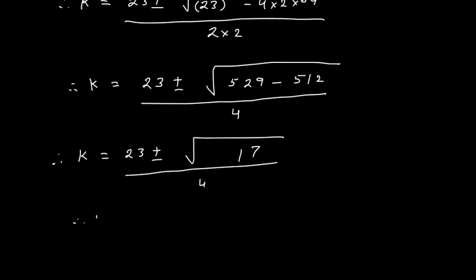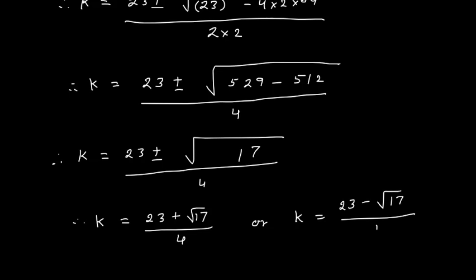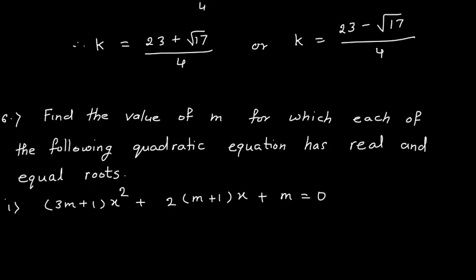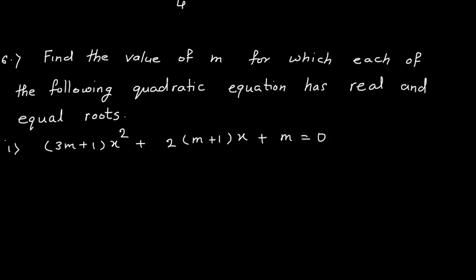So therefore finally we say that k is equal to 23 plus root 17 upon 4, or k is equal to 23 minus root 17 upon 4. Okay, now until and unless they ask for the answer in decimal, it is not necessary that we convert it into decimal, right? We can keep the answer like this.